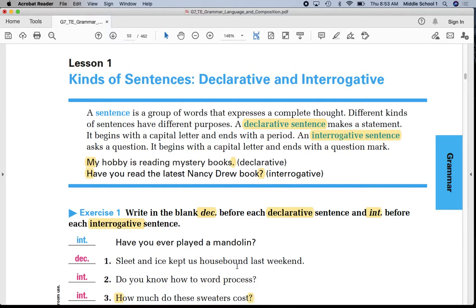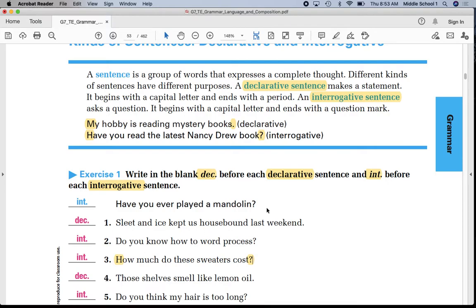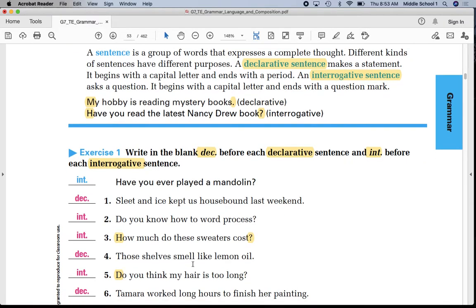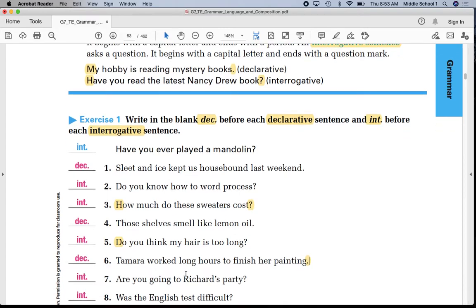It's interrogative. Number 4, those shelves smell like lemon oil. Period, declarative. Number 5, do you think my hair is too long? Question mark, interrogative, capital D. Number 6, Tamara worked long hours to finish her painting. Period, declarative. Number 7, are you going to Richard's party? Question mark, interrogative. Number 8, was the English test difficult? Question mark, interrogative.